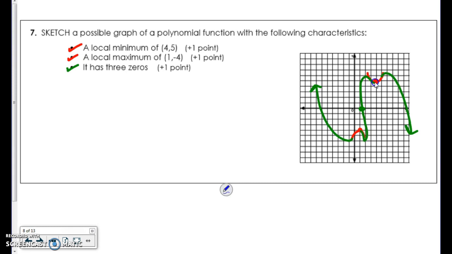Other options, we could keep that going up, still connect our maximum and our minimum, and then just have a second local maximum. Those are just 2 options. There is an infinite number of possibilities here as long as you meet the 3 different characteristics.